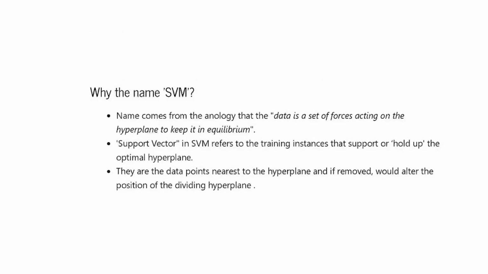A natural question that comes to mind is why they are called support vector machines. In fact, the name comes from an analogy that data is a set of forces acting on a hyperplane to keep it in equilibrium. Drawing from this analogy, we can think of support vectors as the training instances that support or hold up the optimal hyperplane.